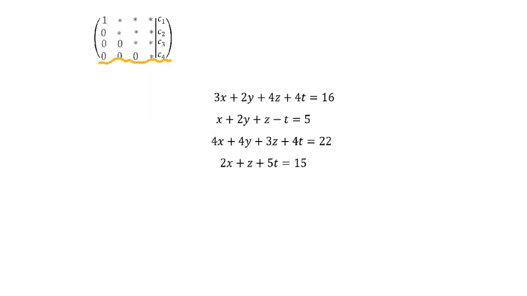For this pattern, just remember we need a 1 first. Then using the 1, make this 3 equal to 0. Then make this 2 equal 0. This is equal to 0, then you stop, and change this matrix into a system of equations to get the solution.